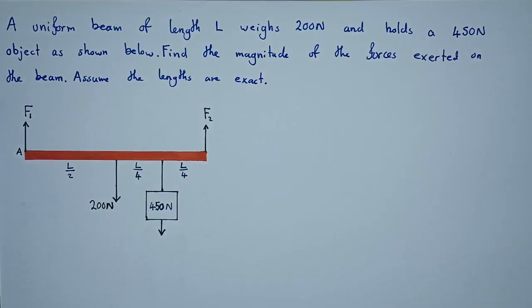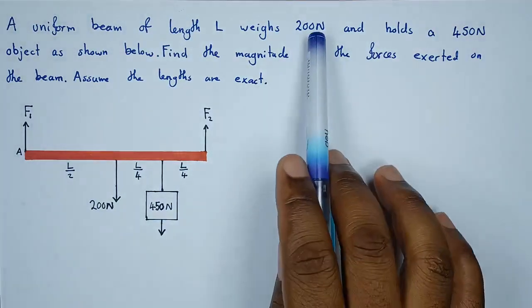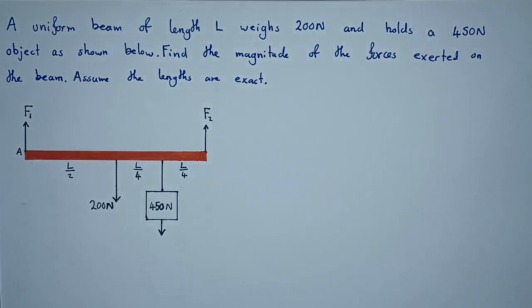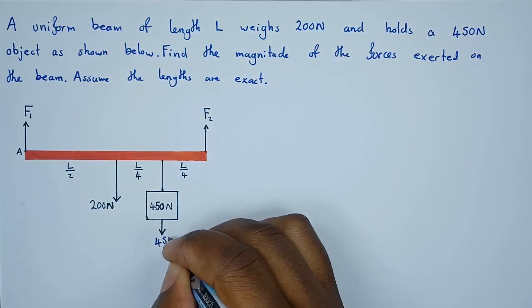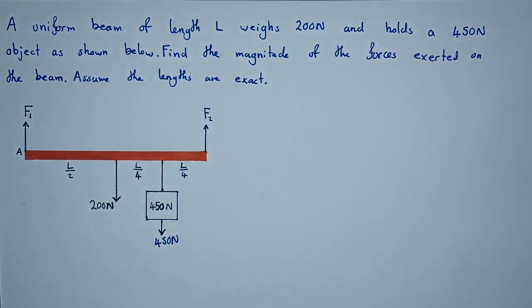Hi guys. So in this video, we'll be looking at this question under rotational motion. The question reads: a uniform beam weighs 200 newtons and holds a 450 load or object, which is this one here. So it has a weight of 450. As shown in the diagram, find the magnitude of the forces exerted by the beam.